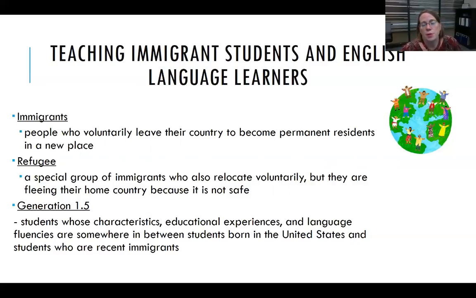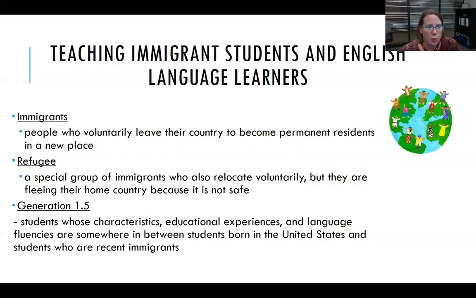Usually what happens is you say English language learners or ESL. So English language learners are ELL. ESL is English as a second language. So English language learners has to do with the learners themselves. English as a second language is a concept. Small distinction, but it's there.